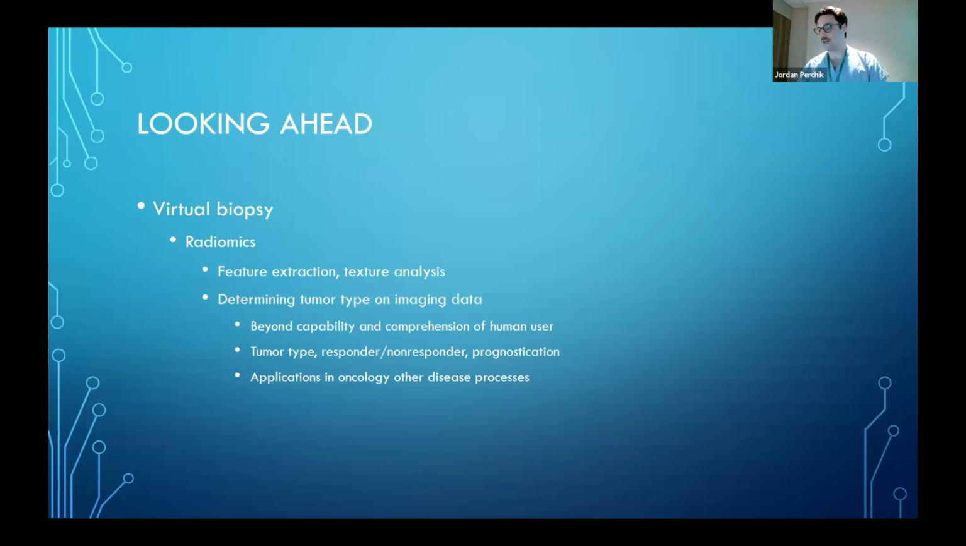And then we have radiomics. The colloquial way that this is referred to sometimes is the virtual biopsy. This is a very advanced technique in deep learning that uses feature extraction and texture analysis of the image. And this can be used to determine a tumor type from radiology images. It's also been shown that this can even guide treatment. It can suggest treatment regimens. It can provide prognostic value.